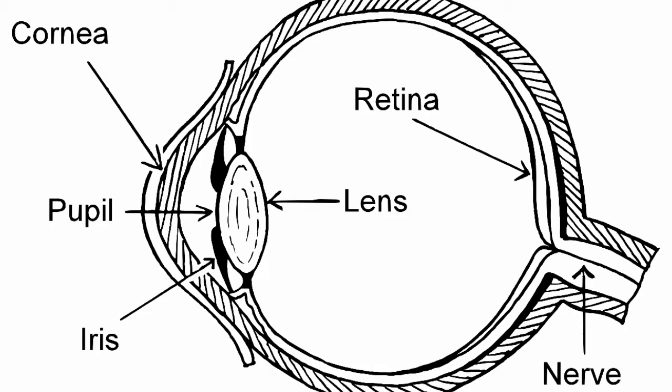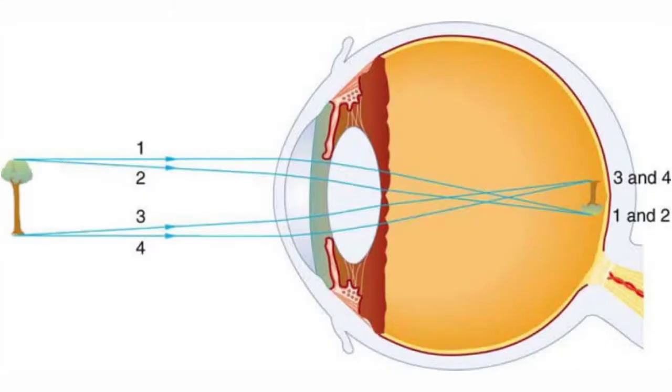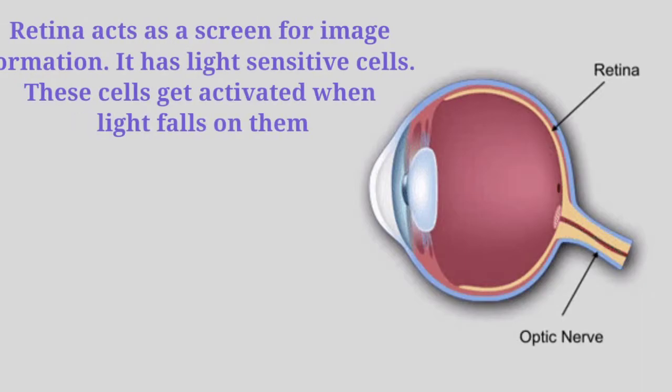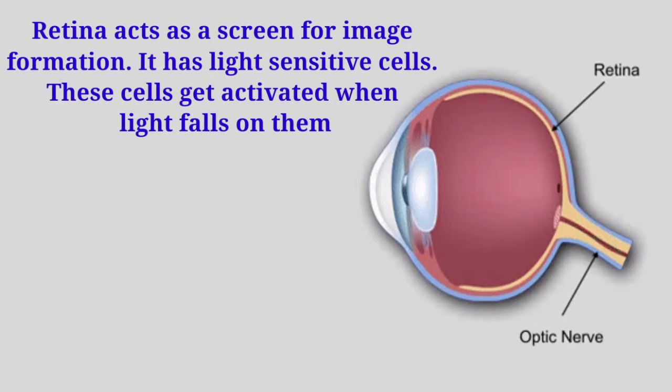Now you see the side view of the eye. If you look at this diagram properly, it is a spherical shape. That's why it is called the eyeball. Now just behind the pupil, there is a lens. The lens forms a real inverted image of the object on the retina. Retina. It is a lining just behind the eyeball. It acts as a screen for image formation.